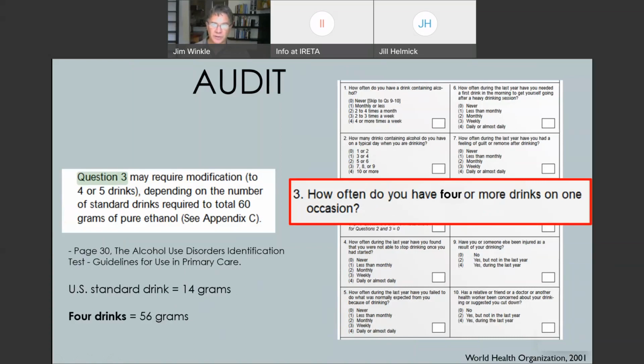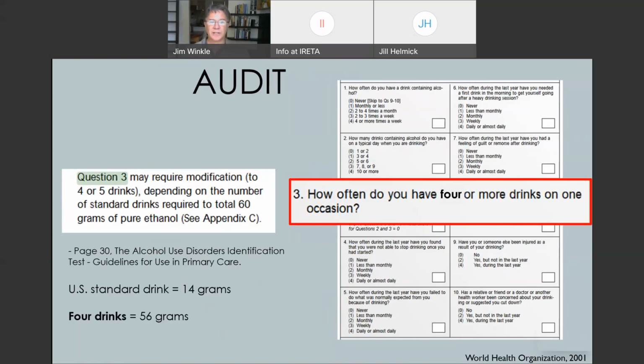We implemented ESPERT in 7 primary care clinics, and like most people, we just downloaded that tool and didn't notice that fine print. We used 6 or more drinks, and we found in about 2 years that we had a really low rate of positive AUDIT scores in our primary care clinics. Even though they are FQHCs, we were expecting to see somewhere around 20% positive, but we were seeing 5% or less. What was going on?